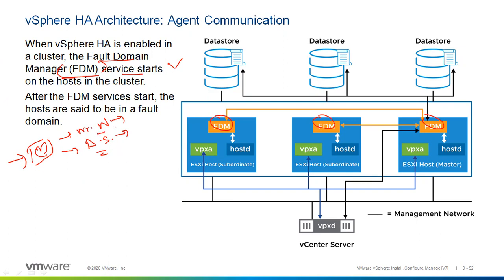Again, for the management network, as I said, there should be redundancy. In the same way for the shared data store, there should be two data stores for the redundancy of the heartbeat. All right, come back to FDM. In this picture, you see one host is selected as master and the other hosts are selected as subordinate. How is the master host and subordinate host selection happening here? There is a management object ID that is given by your vCenter server.